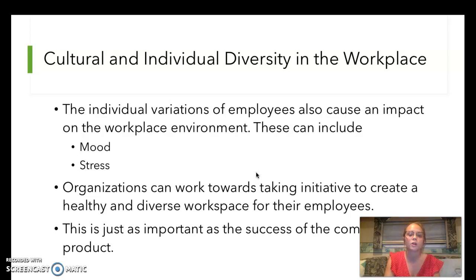Organizations should always work towards innovative ideas in order to create a healthy and diverse workspace for their employees. Maintaining diversity and a good work atmosphere is just as important as the success of the company or the company's product.